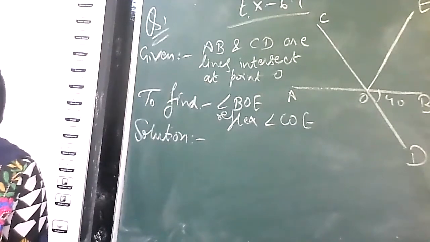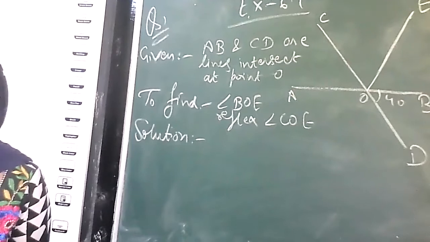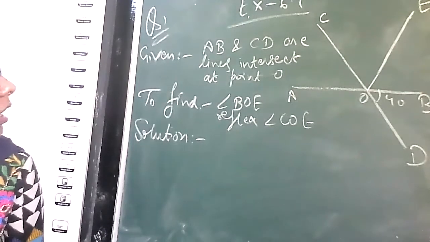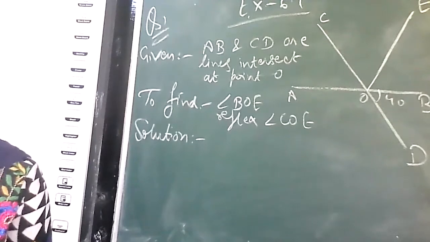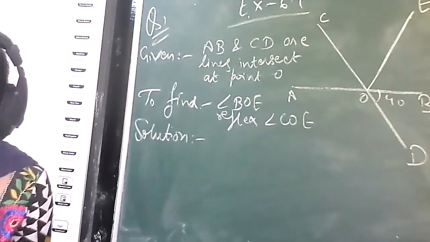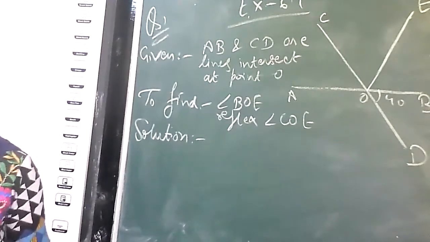Good morning, everyone. Today we are going to start exercise 6.1. First question. It says that in the given figure, lines AB and CD intersect at point O. If angle AOC plus angle BOE is equal to 70 degrees and angle BOD is equal to 40 degrees, then you have to find angle BOE and reflex angle COE.